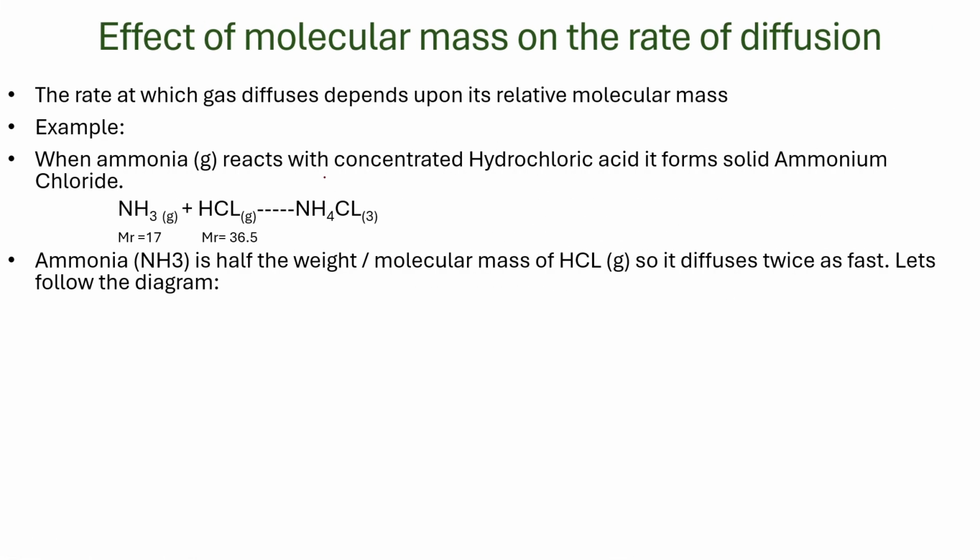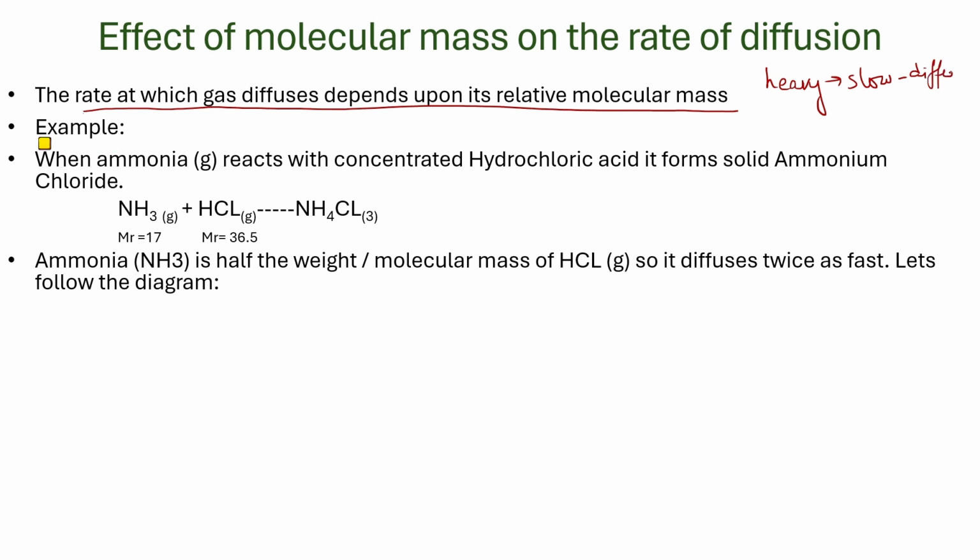Effect of molecular mass on the rate of diffusion. The rate at which a gas diffuses depends upon its relative molecular mass. As the particles are heavier, their speed is going to be slow and they are going to diffuse slowly, as compared to the particles which are lesser in mass, which will move faster.